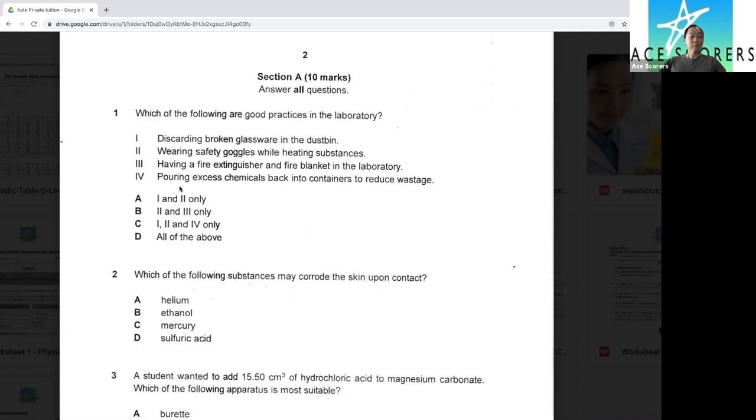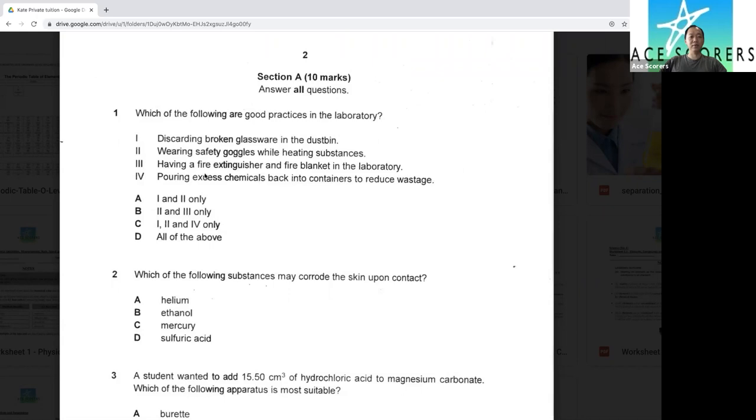Okay, let me see. Good practices in the lab: discard broken glass, yeah, wear safety goggles, yeah, fire extinguisher for access to the lab. Yeah, so one. No, it's not C. D, no. Okay, so what is wrong? Pouring excess chemical back into containers, you cannot do that. If you have extra chemical, you cannot pour it back into the container because you contaminate the bottles. So the answer is 2 and 3.